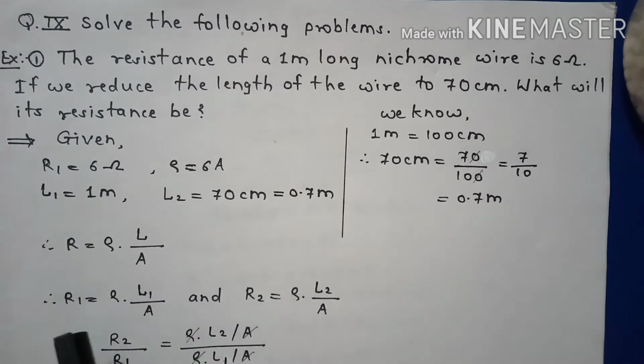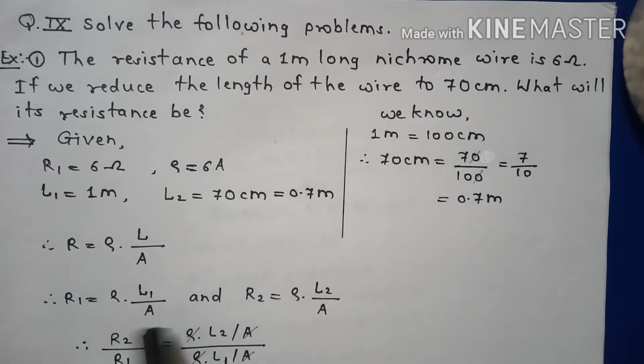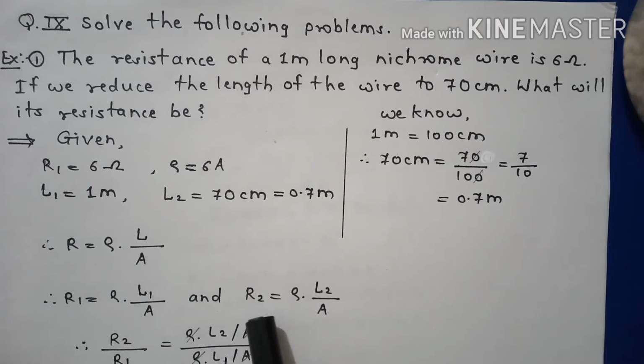Therefore, R is equal to rho into L upon A. So, in terms of R1, we will write this formula. R1 is equal to rho into L1 upon A. Here we are keeping the resistivity and area as common factors. Only resistance and length will change. And R2 is equal to rho into L2 upon A. Here also we are keeping the resistivity and area common in both the resistances.